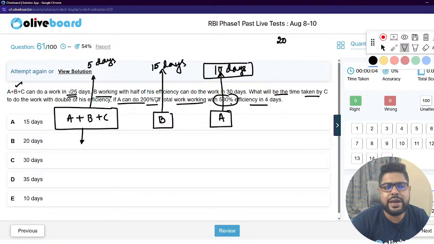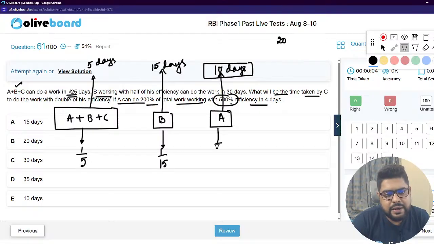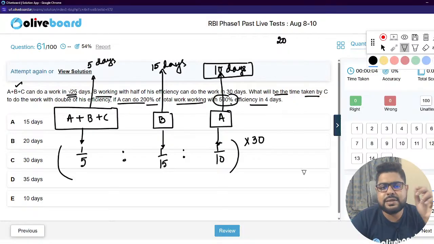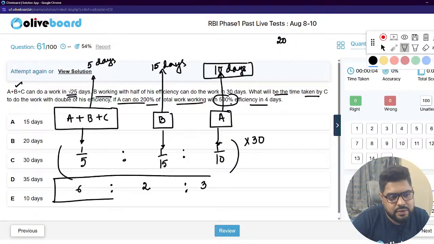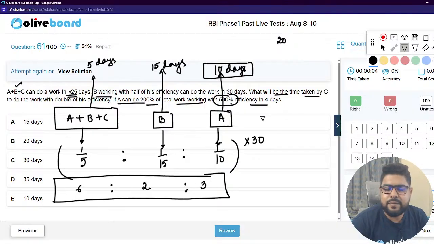This is the time ratio. Efficiency ratio is the opposite: 1 by 5, 1 by 15, 1 by 10. Multiply this with 30. 30 is the multiplying factor, so it becomes 6 ratio 2 ratio 3. Correct? So this is your multiplying factor. Khatam. Simply go with this. Now I know everything.